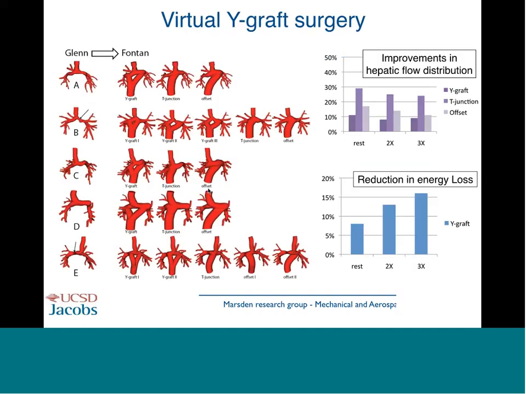So I just wanted to give you an idea of the type of virtual surgery that we performed. What you have here are 5 stage 2 Glenn patients. These were constructed directly from image data for the Glenn surgery. And then we virtually converted these, for each patient, using several different surgical options. So we performed a virtual surgery. Each patient had a Y-graft, a T-junction, and an offset in simulation.